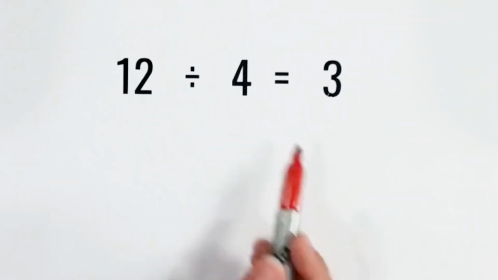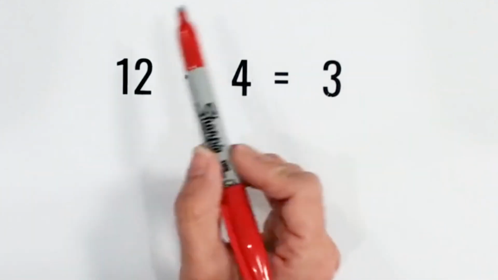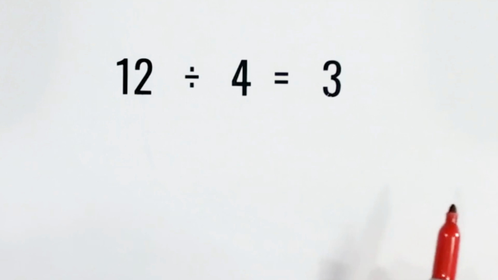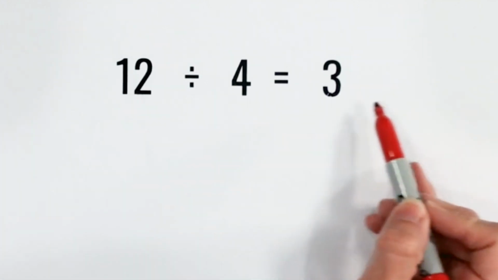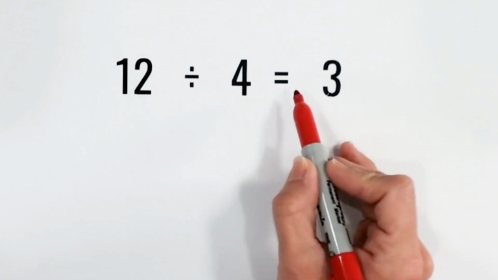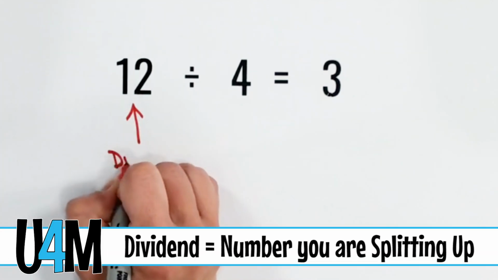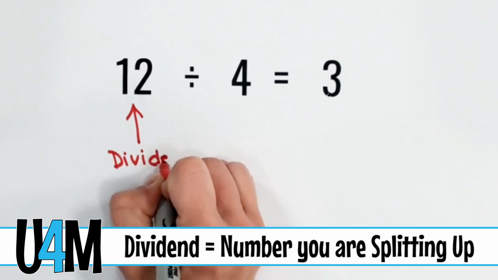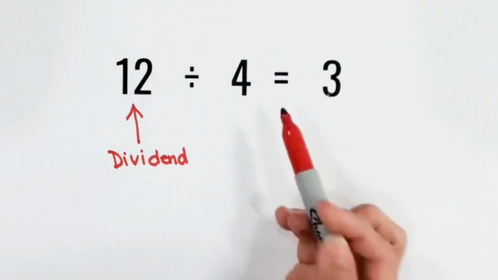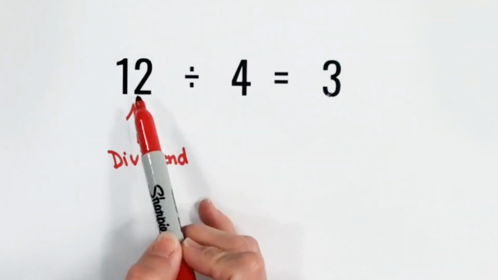In this first example, we have 12 divided by 4 equals 3. Now this has already been solved for us, but we want to talk about the different parts of a division problem. So instead of calling this a number sentence anymore, we're starting to call it an equation because it has that equal sign. And this largest number at the beginning, that's the dividend. That's the one that we are going to be dividing into. So when I explain it to students, I say dividend, divide in. So this is the number that we're going to be breaking up.